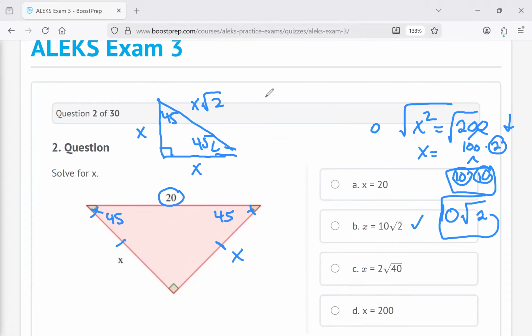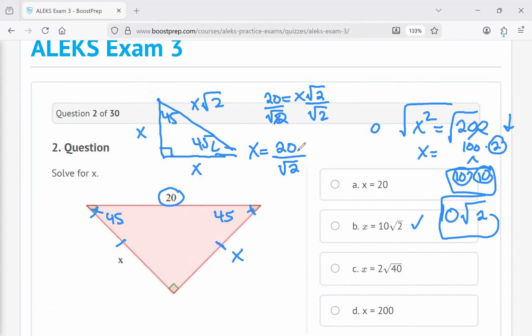So what we could do is set 20 equal to x radical 2. Okay. And then we can solve for x by getting rid of this radical 2 by dividing both sides by radical 2, right? So you get x equals 20 over radical 2.